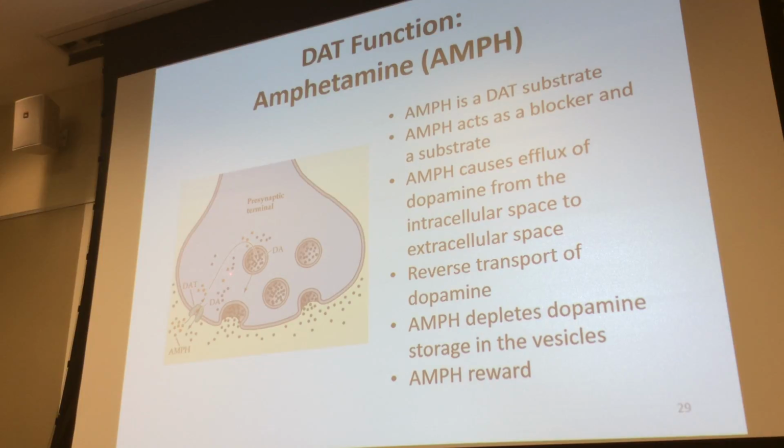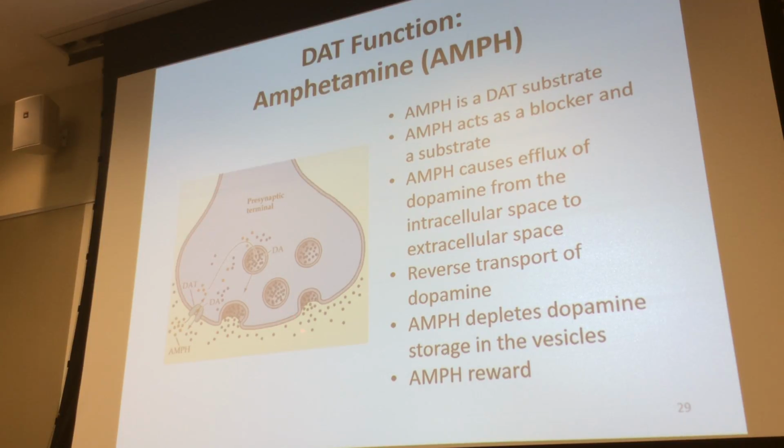Okay, so when amphetamine gets in, it acts as a false neurotransmitter. The vesicular monoamine transporter considers amphetamine as dopamine, so it transports amphetamine into the vesicle and depletes dopamine from the vesicle. So you have more dopamine in the cytoplasm, right? Then the reverse transport of dopamine occurs. So more dopamine is reverse transported through the transporter into the synaptic cleft, which causes accumulation of dopamine in the synapse.